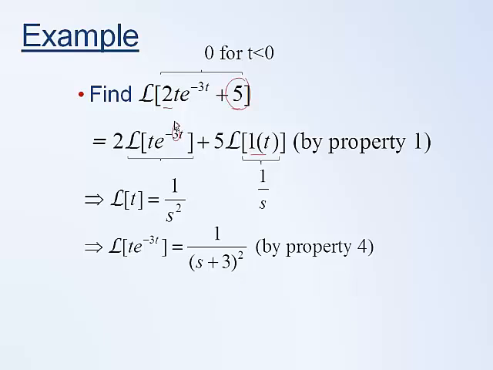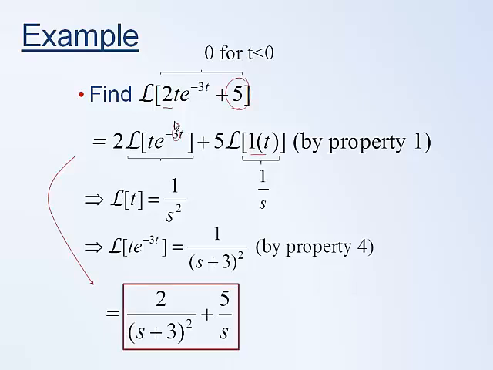Then if we just substitute those back in, we have 2 times 1 over s plus 3 quantity squared, plus 5 times 1 over s, and that's the Laplace transform of this more complicated function.